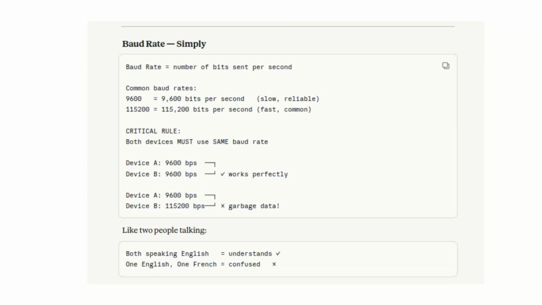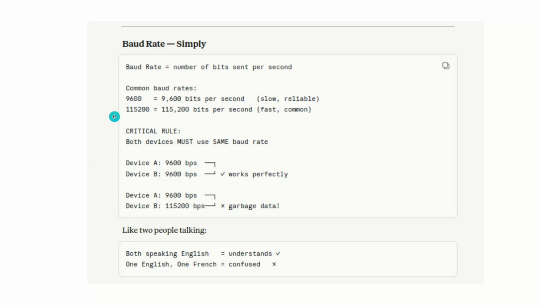Okay, so baud rate is the number of bits sent per second. The common baud rates are 9600, or you can see here 115,200 bits per second, which is the fastest commonly used. Both devices must use the same baud rate. That is the main rule here. One device using 9600 and one using 115,200 is wrong. Bits per second, BPS, is the unit, you can see here.